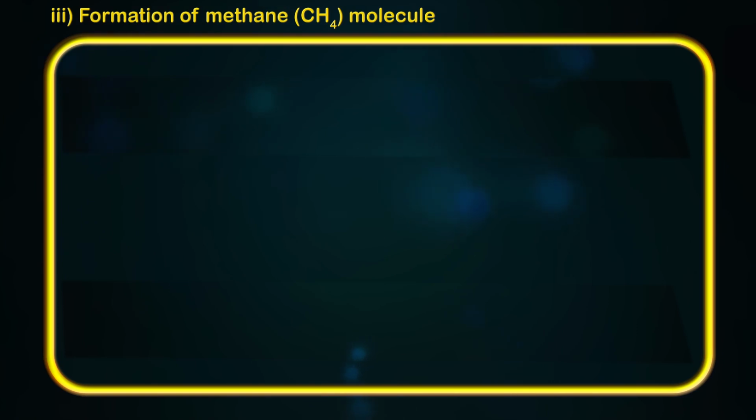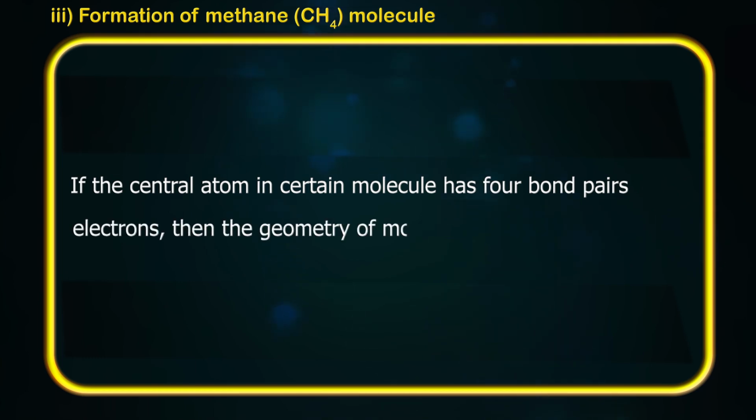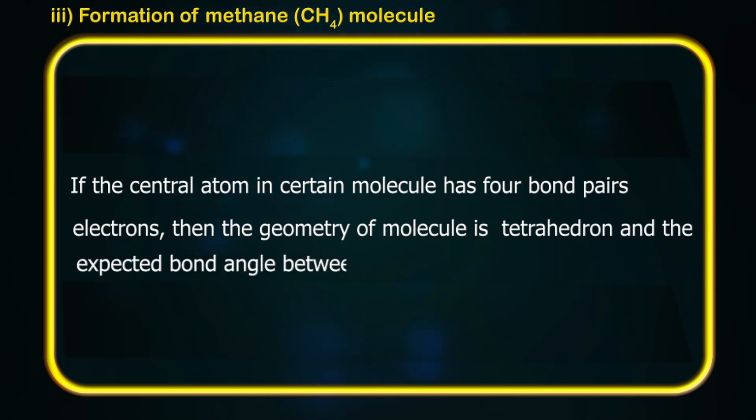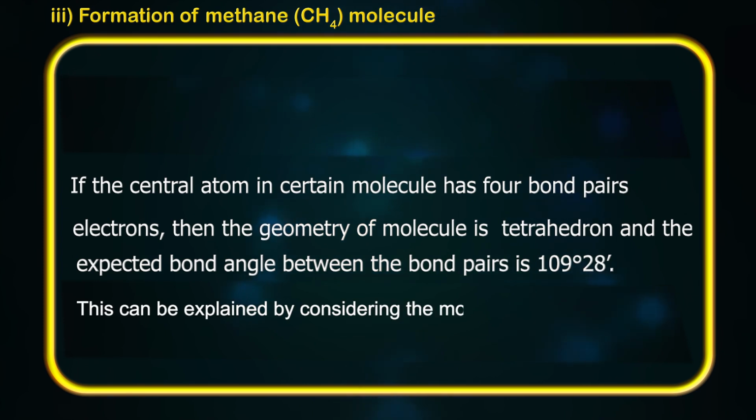Formation of methane molecule. If the central atom in a certain molecule has 4 bond pairs of electrons, then the geometry of the molecule is tetrahedron and the expected bond angle between the bond pairs is 109 degrees 28 minutes. This can be explained by considering the molecule methane.